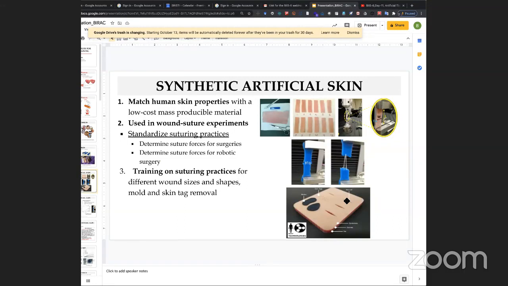So what is the use of this idea? Let's say we have developed the skin which is mechanically similar to the natural skin. So the idea is twofold or threefold.